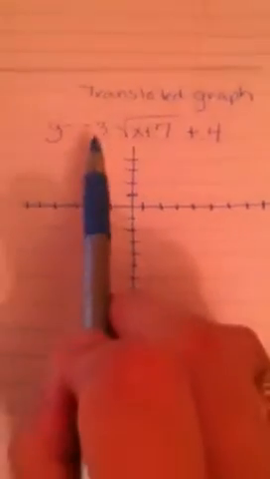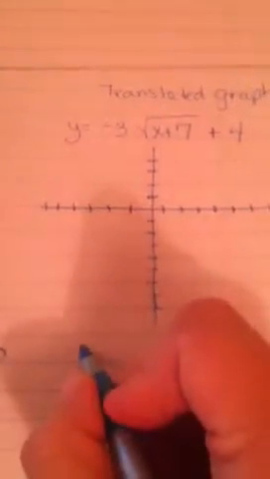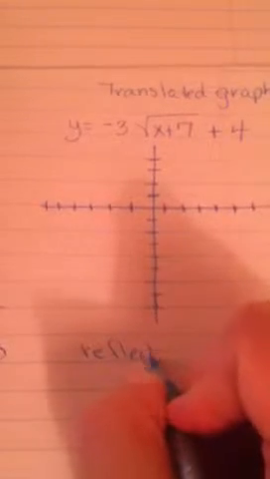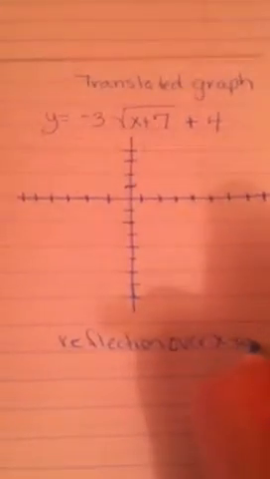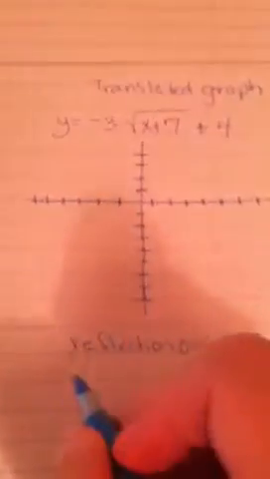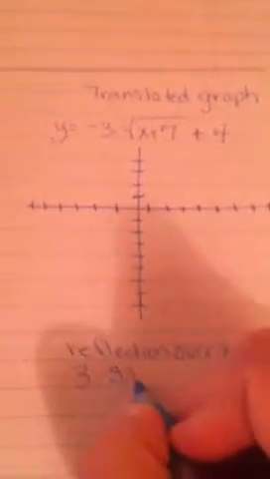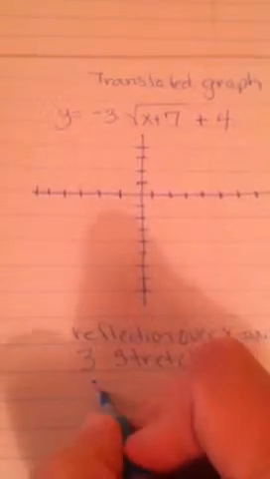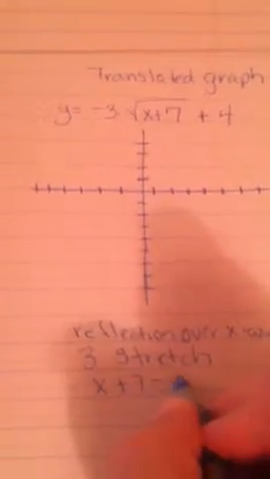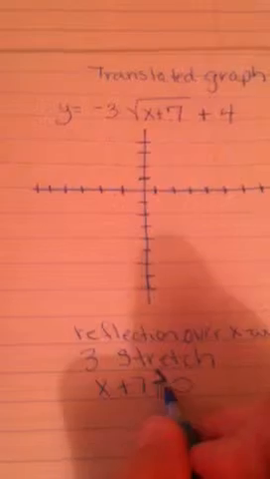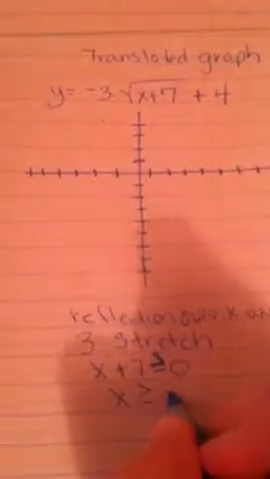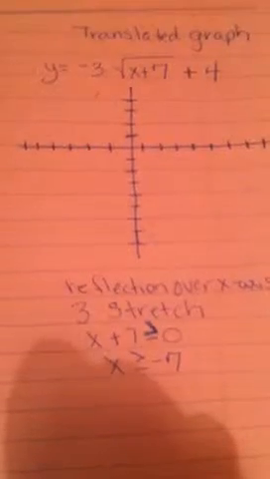Now let's look at what happens when I translate this graph. The negative sign is going to cause a reflection over the x-axis. And the 3 is going to cause a vertical stretch by 3. And underneath the radical, take your x plus 7, and it's going to have to be greater than or equal to 0. So solve, and my x values will have to be everything greater than or equal to negative 7.